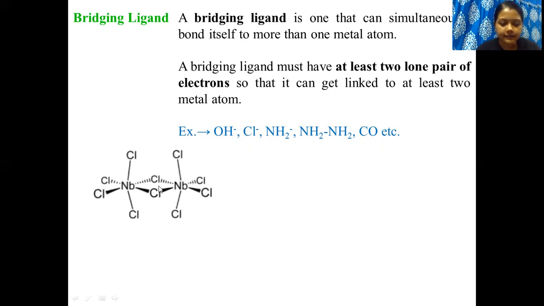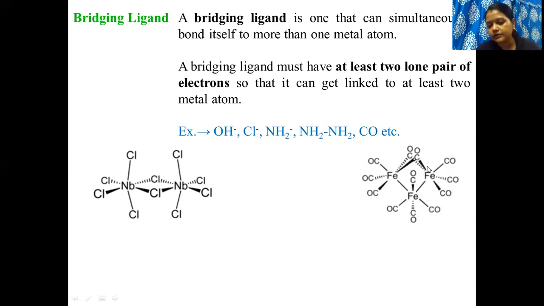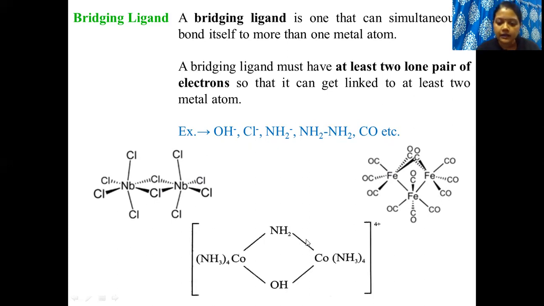In this example, we can see that the Cl minus ion acts as a bridging ligand as well as a monodentate ligand. In this example also, carbon monoxide acts as a bridging ligand and a monodentate ligand. In this example, NH2 and OH both act as bridging ligands in the same complex.